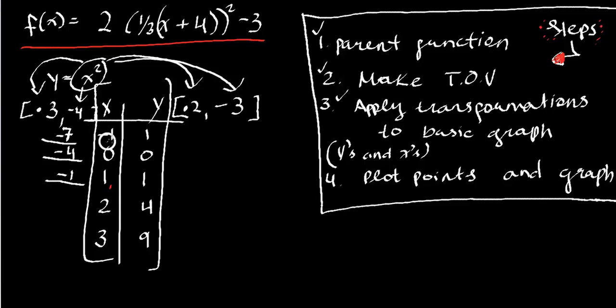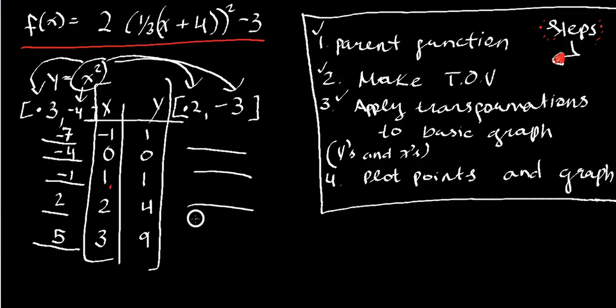Sorry. -1 times 3 is -3. -3 minus 4 is -7. Sorry, guys. 2 times 3 is 6, minus 4 is 2. 3 times 3 is 9, minus 4 is 5.